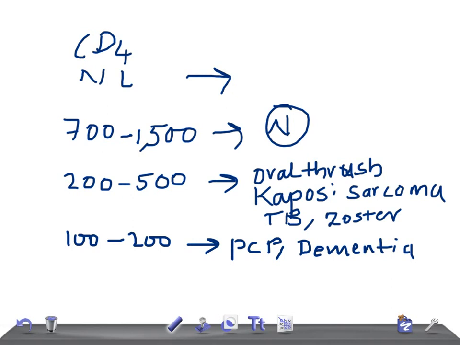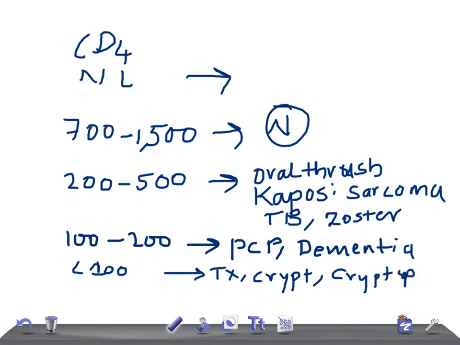Okay, and if it's below 100 but more than 50, then you see three important infections: toxoplasmosis, then cryptococcus infection, and cryptosporidiosis.